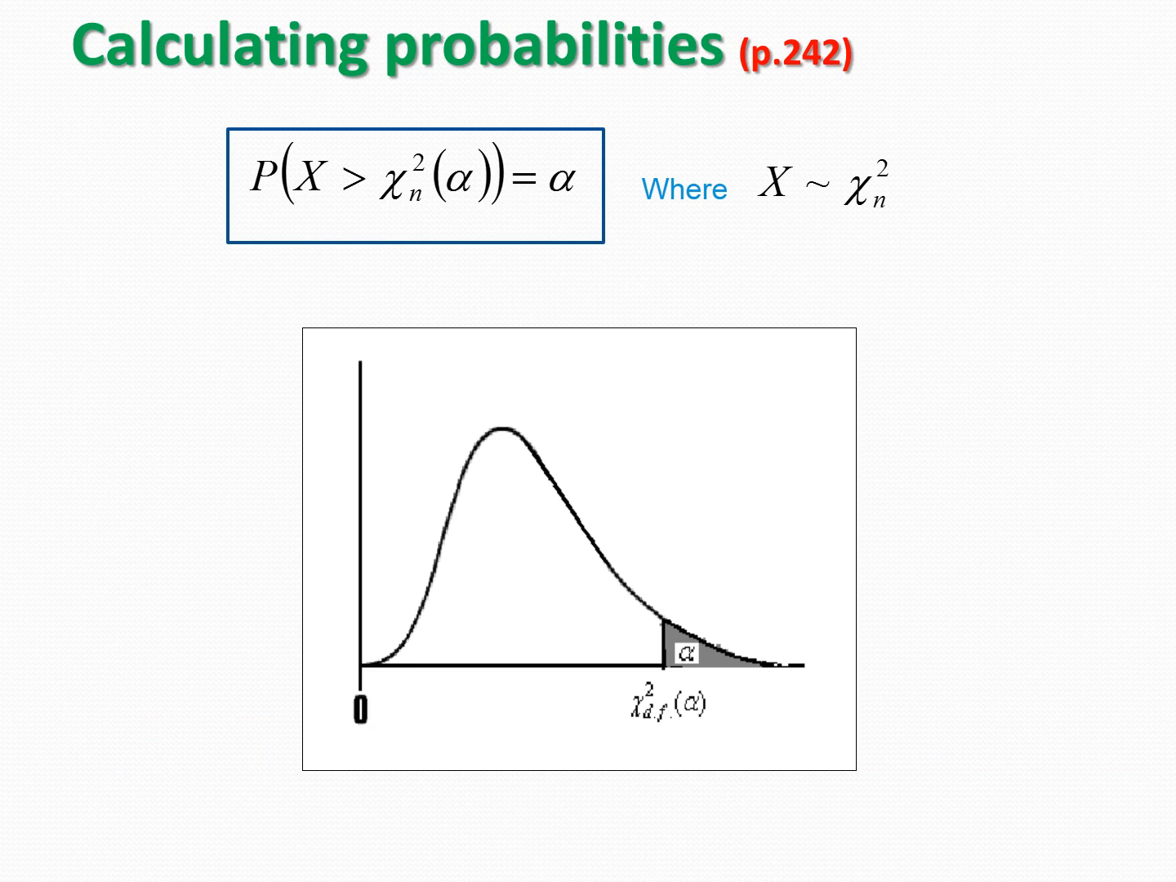The probabilities in your chi-square table are given to the right-hand side of a positive critical chi-squared value. So the notation that we use to indicate probabilities for the chi-square distribution is the probability that your random variable is greater than some critical chi-squared value is equal to alpha, and that will be your probability. It's also indicated here with your critical value. And your random variable then follows a chi-square distribution with n degrees of freedom.